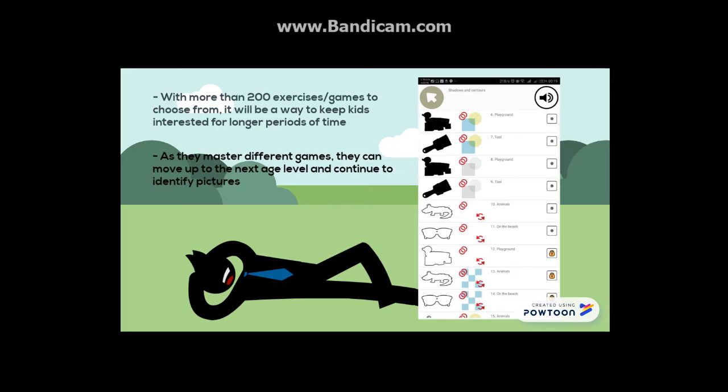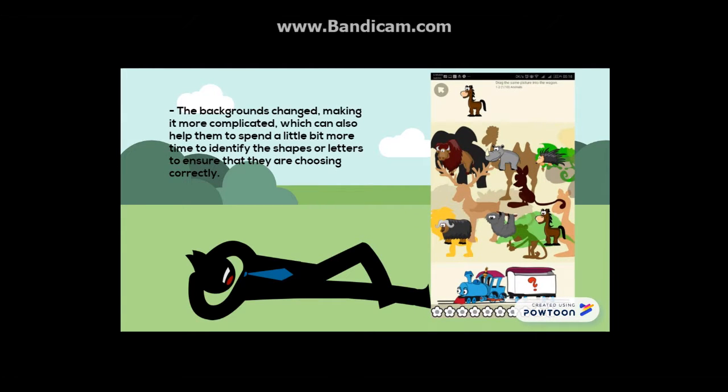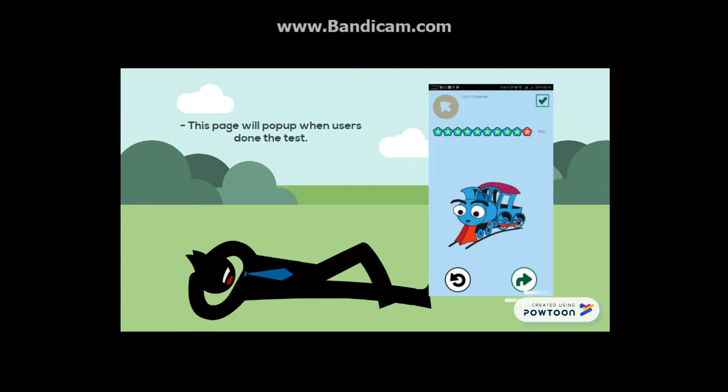With more than 200 exercise games to choose from, it will be a way to keep kids interested for longer periods of time. As they master different games, they can move up to the next age level and continue to identify pictures. The background changes, making it more complicated, which can also help them spend a little more time to identify the shapes or letters to ensure that they are choosing correctly. This page will pop up when the user is done with the test.